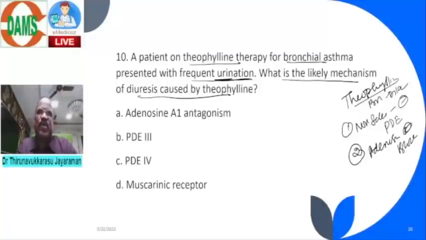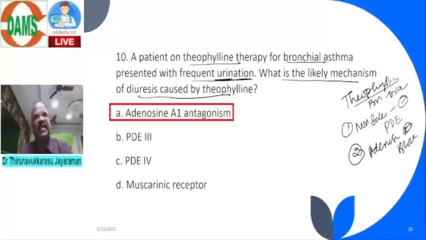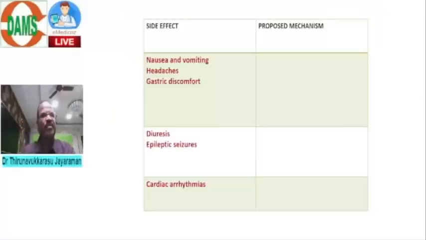This is a straight question that in our respiratory pharmacology class, we discussed repeatedly. The answer is adenosine antagonistic action, that is, A1 adenosine receptor antagonist action. The same thing we discussed for theophylline adverse effects.